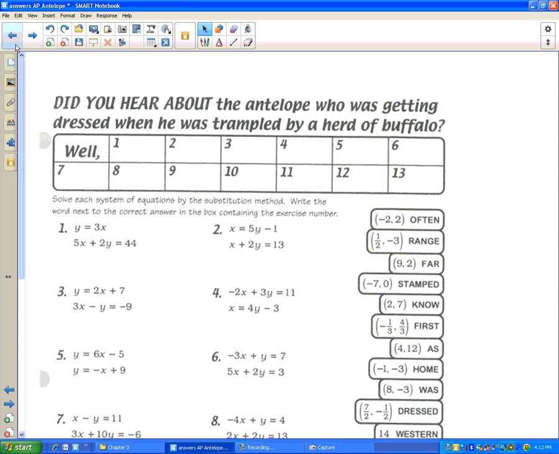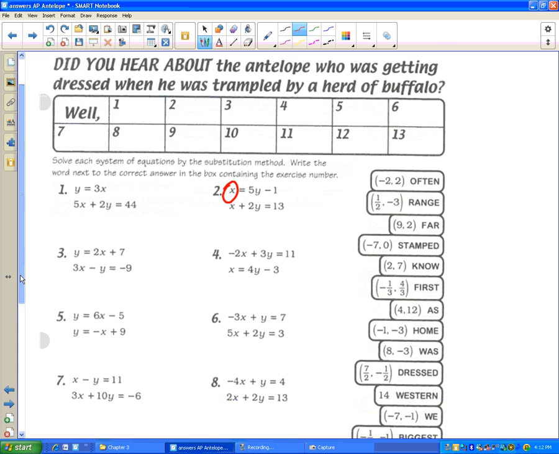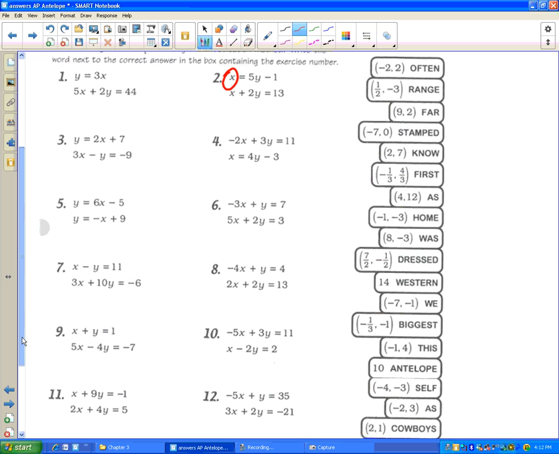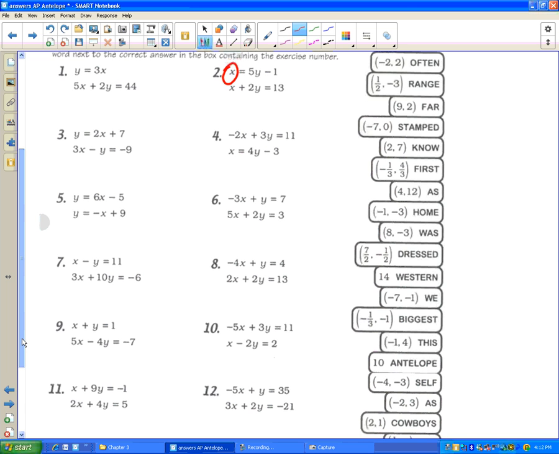So that one was already solved for x. Well, what if the equation is not already solved for x? What if I have something like, let's look at problem number 8. Problem number 8.